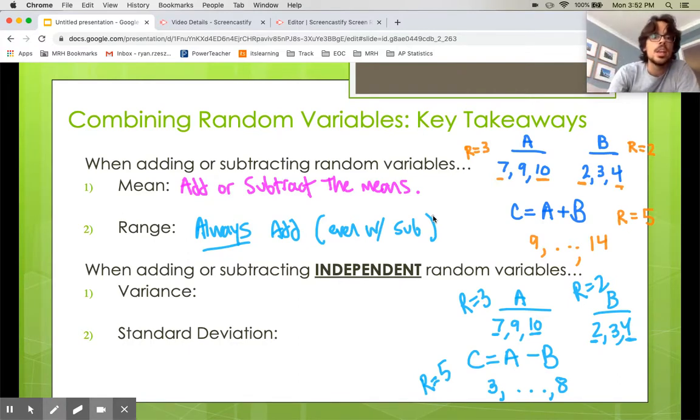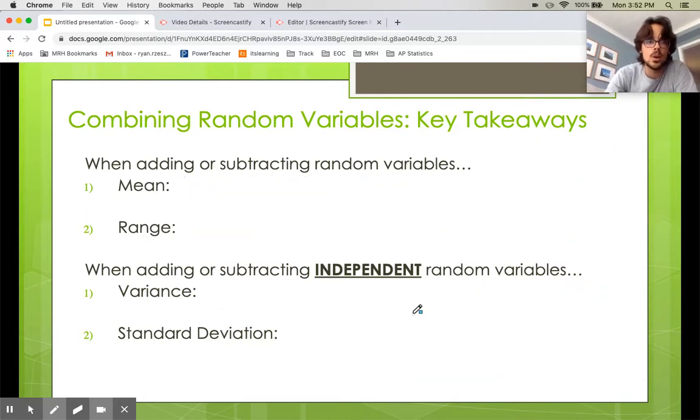Okay? Now, the rules for variance and standard deviation. The first two things, mean and range, you don't need to know independence. But in order to actually do these calculations for variance and for standard deviation, you need to know that your different random variables are independent from one another. That's just a feature of standard deviation in general, is that it assumes independence between variables. So if you have a situation where the variables aren't independent, you can't do the standard deviation or variance calculations like I'm going to show you.